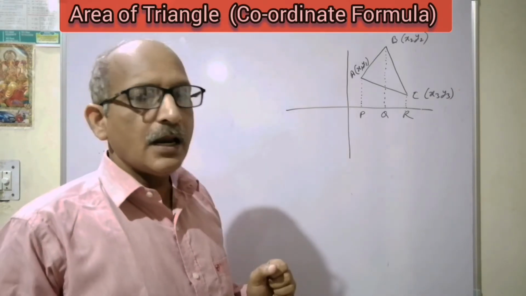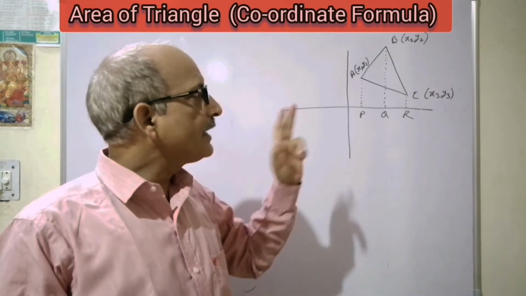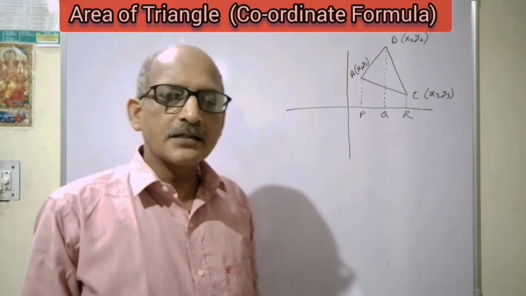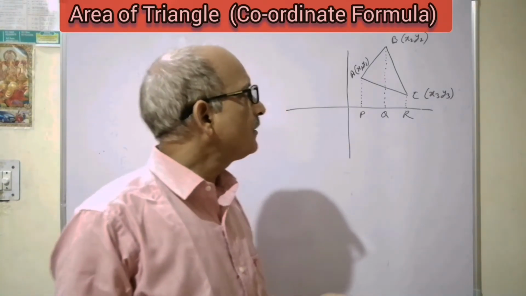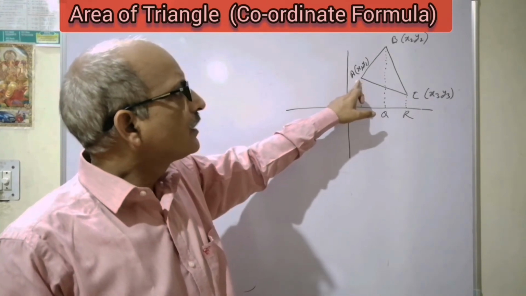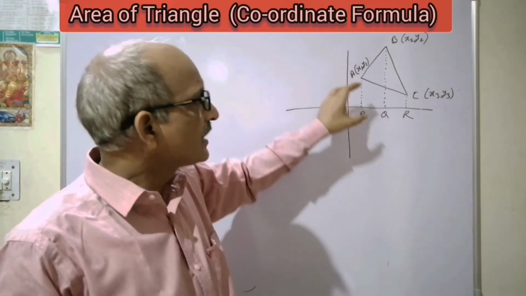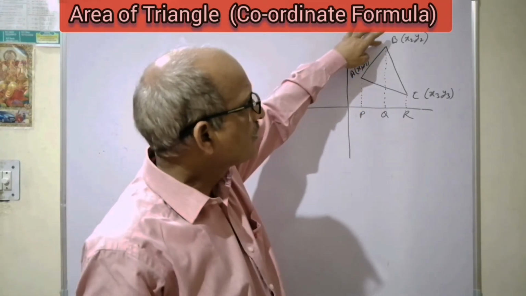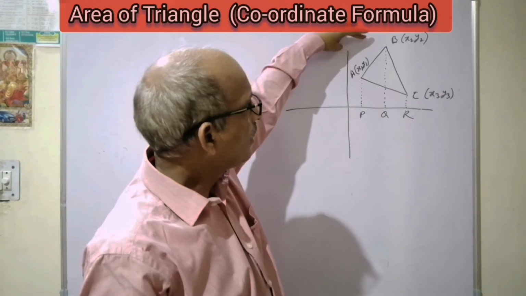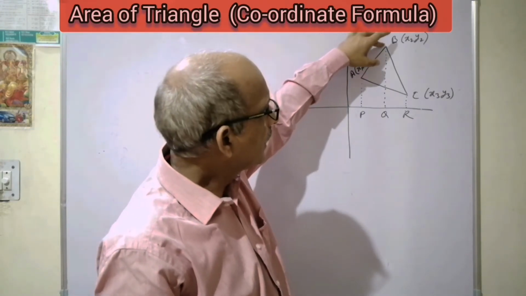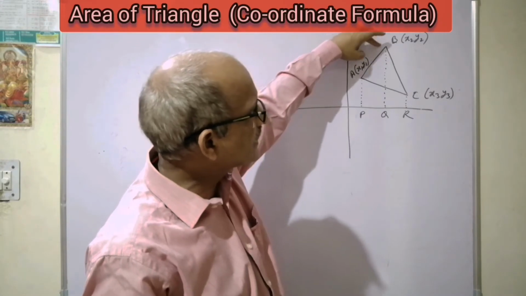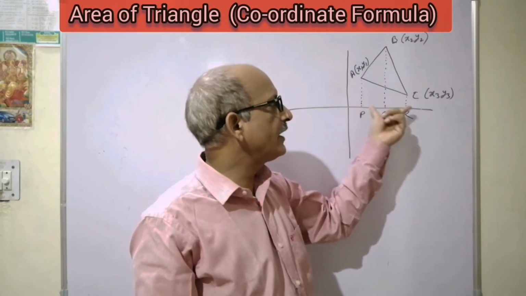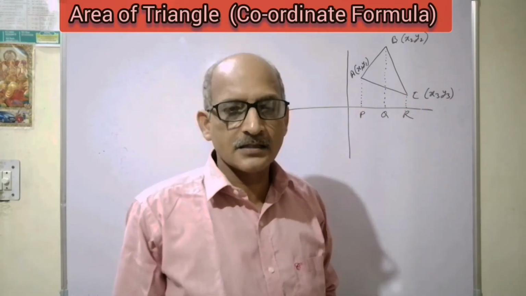Vertices of the triangle are A, B and C. The coordinate of A is (x1, y1), that of B is (x2, y2) and that of C is (x3, y3). One thing is very clear: A is x1 distance from the y-axis and y1 distance from the x-axis. Same for B, x2 distance from the y-axis and y2 distance from the x-axis. Same for point C, x3 distance from the y-axis and y3 distance from the x-axis.